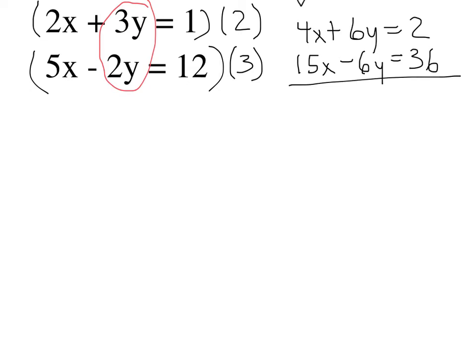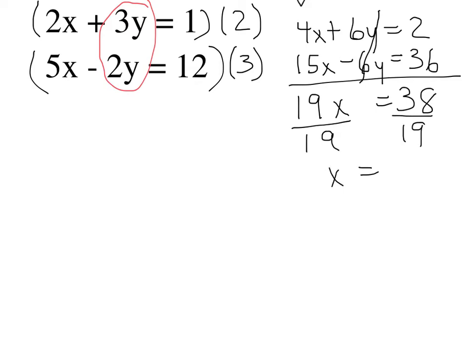So now when we add these two equations together, since we have plus 6y minus 6y, since they are opposites, they cancel each other out. We have 19x equals 38. We need to solve for x. X equals 2. When x equals 2, what is y? We have to use one of the first two equations. It doesn't matter. 2x plus 3y equals 1. Use one of those original equations. Let x be 2.